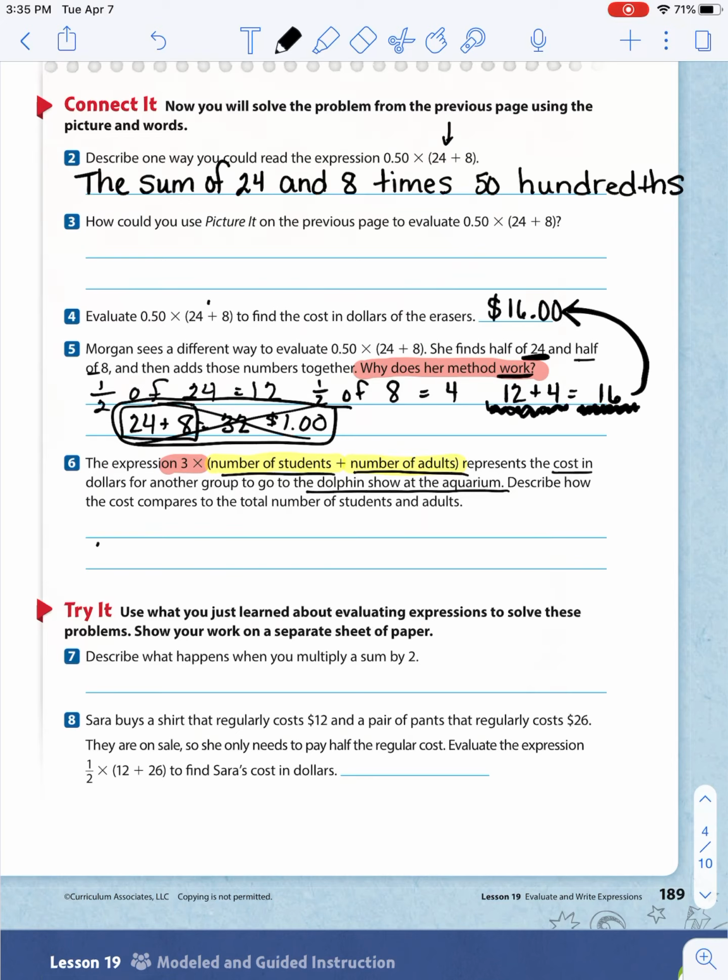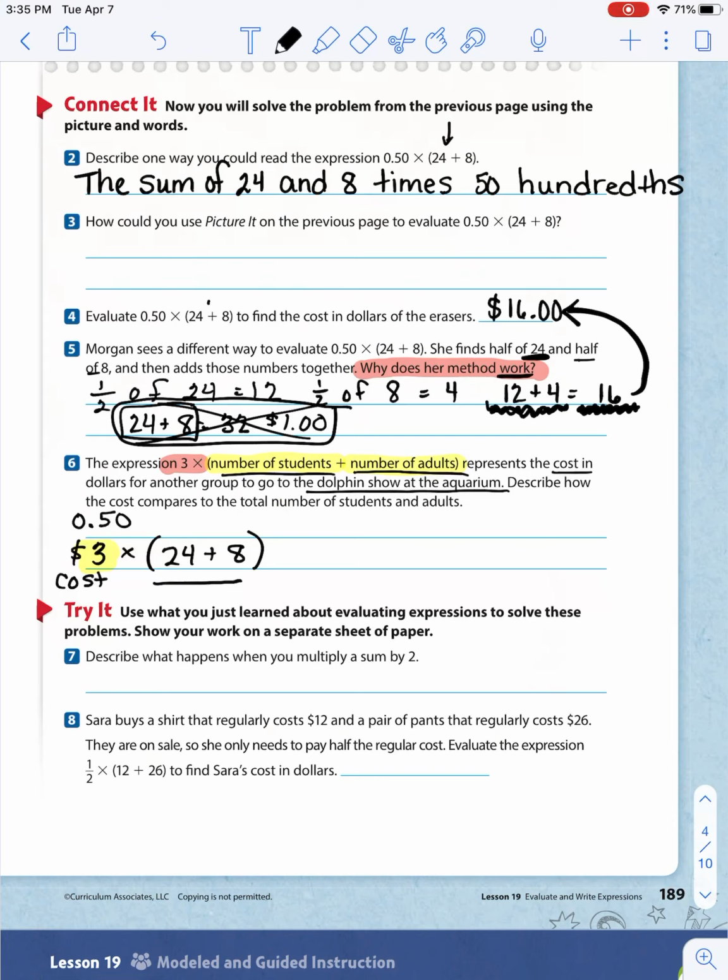What would that 3 be? This part of the equation is the same. If you remember in the last equation, this part was this. So what do you suppose this 3 is representing? If you answered that the 3 is the cost in dollars for each person to go, then that would be correct. So in other words, it's $3 a person to go to the dolphin show.